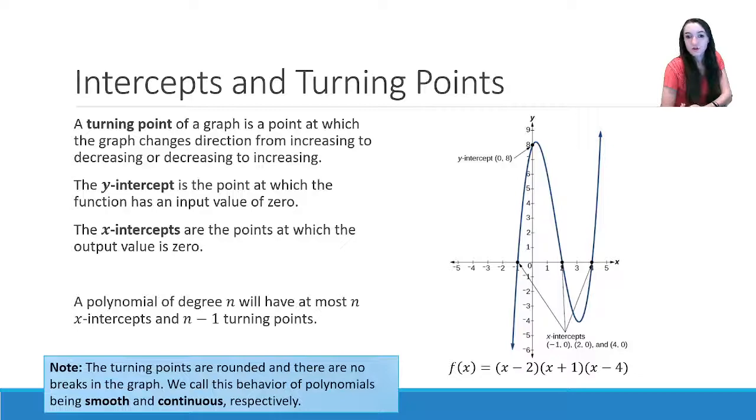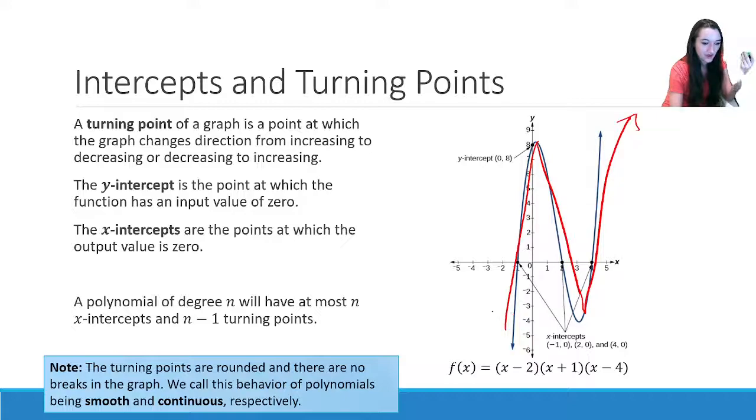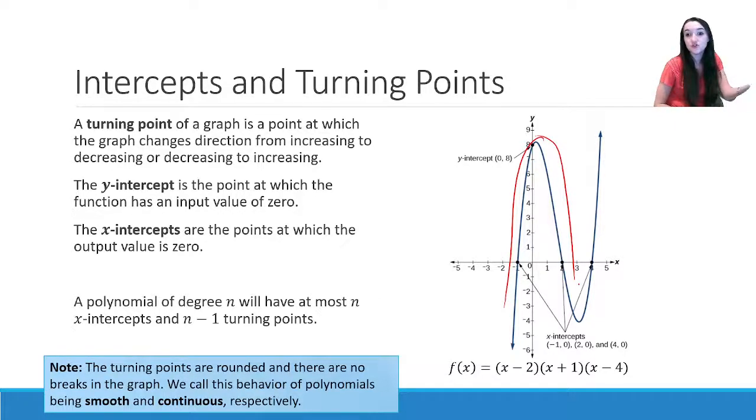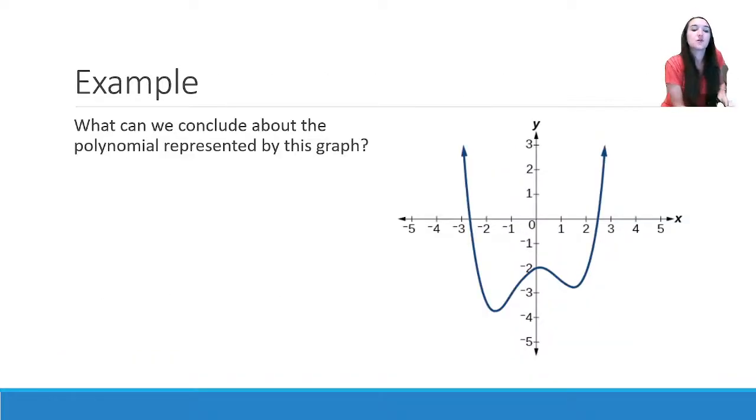The turning points are rounded, and there are no breaks in the graph, so we call this behavior of polynomials being, again, smooth and continuous, respectively. As I said before, our polynomials are smooth and continuous. The turning points better be smooth. The reason I'm highlighting this another time is because quite often, when graphing, people will forget that we are not coming to a point. Our graph does not look like this and then suddenly turn and suddenly go like that. It's not pointy, it is round, so it should look round at those points. Make sure when you are graphing these, because you will be graphing these by hand, that you are making them smooth.